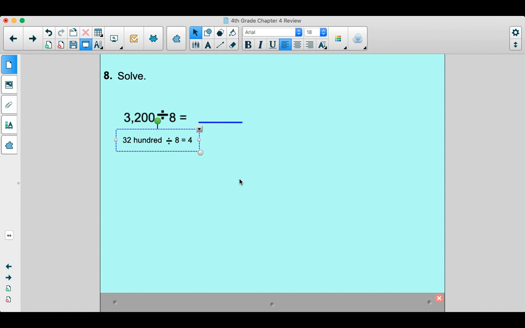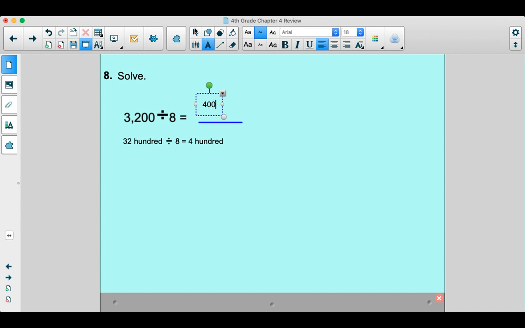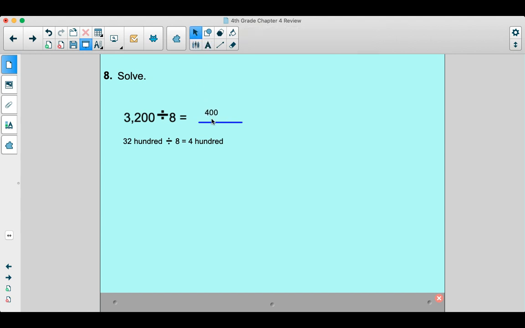But then we have to put on the 100, right? So the answer then would be 400. So up here, I'm just going to write it as 400. So see how this 400 is the same as this when I put it in number form or standard form, right? So there we go.